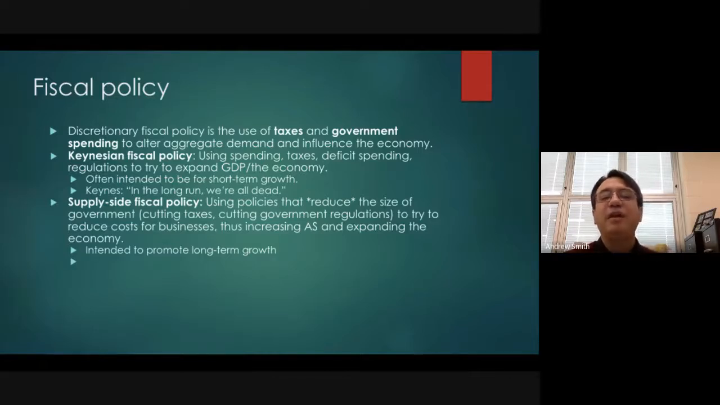They cause inflation, but they also misplace and misallocate resources. Supply side fiscal policy generally is trying to do the opposite. What they're trying to do is reduce costs for businesses. And by reducing costs for businesses, that increases the aggregate supply curve. It increases each individual business's supply curve, and thus the aggregate supply, by allowing them, by having fewer costs, to produce more goods at a lower cost. So supply side fiscal policies would be things like cutting taxes, cutting government regulations, cutting things that increase costs for businesses. Supply side is intended to promote long-term growth rather than short-term growth.